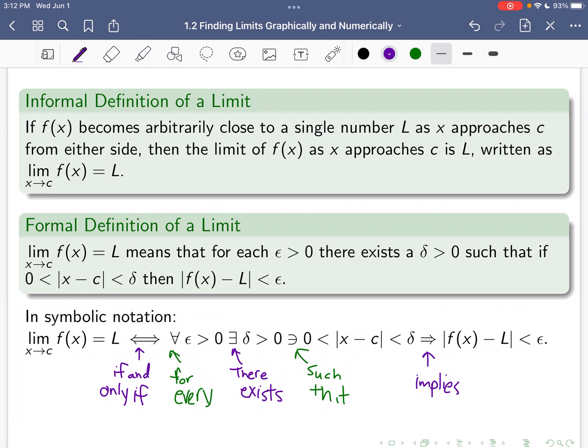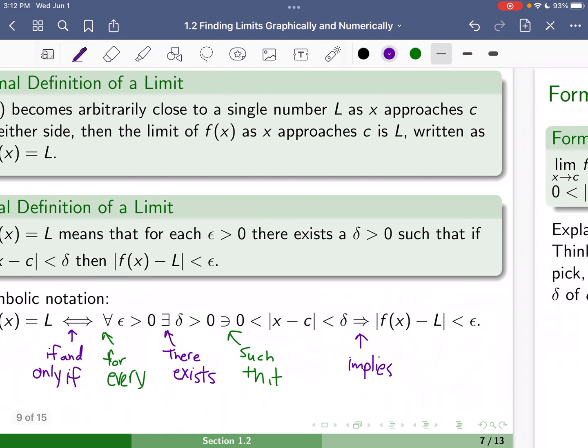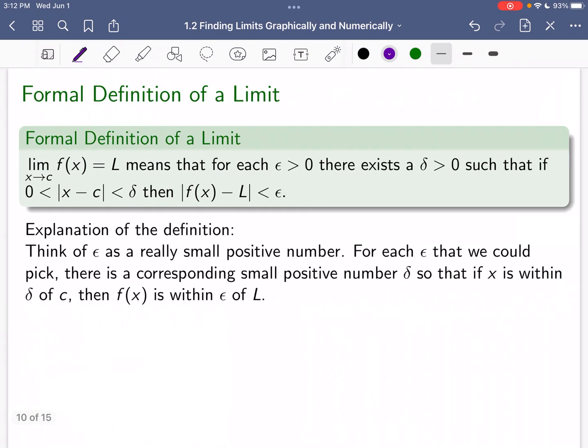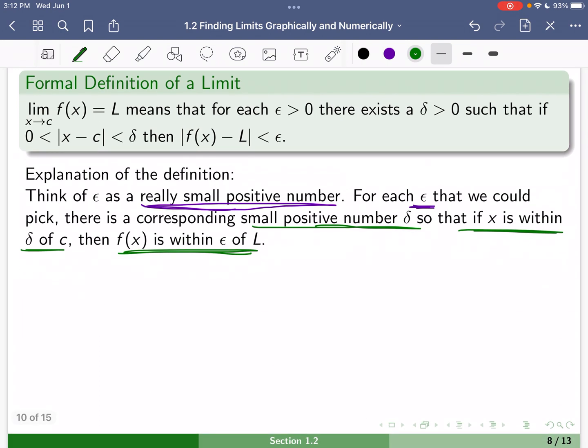Now, I know that there's a lot there, so let's see if we can unpack that a little bit more. We should think of epsilon, so this is just our definition rewritten, as being some really small positive number. And for every single epsilon we could pick, there is some other corresponding small positive number delta, such that if x is within delta units of c, f of x is guaranteed to be within epsilon units of L.